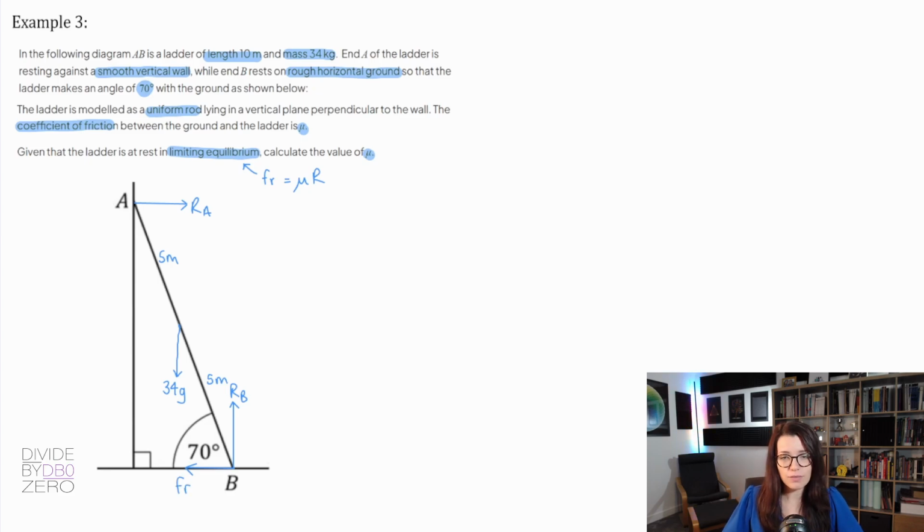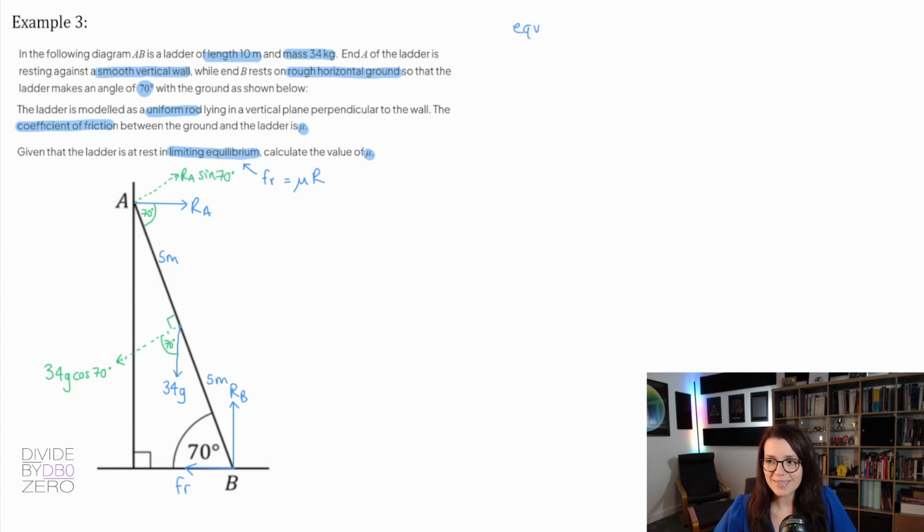Now, the forces we have on the diagram are not perpendicular to the distances. So that's going to cause a problem when we're trying to do moments. So at this point, I would label on some angles and some components of the forces. We're going to want this component of the weight, and this angle here will also be 70 degrees. If that's a right angle, means this component will be 34G cos 70. This angle here will also be 70 because of alternate angles. So this component of RA will be RA sine 70.